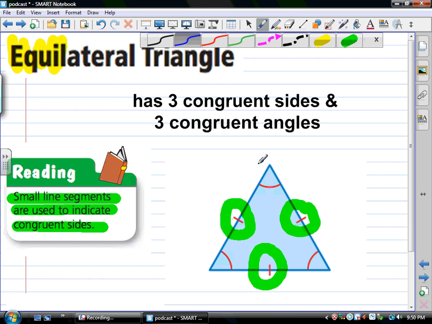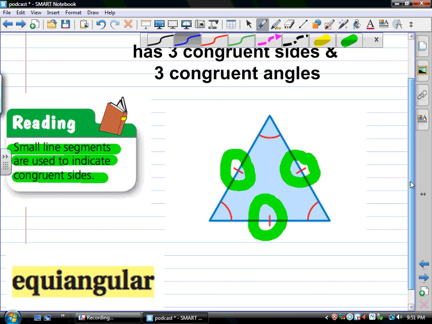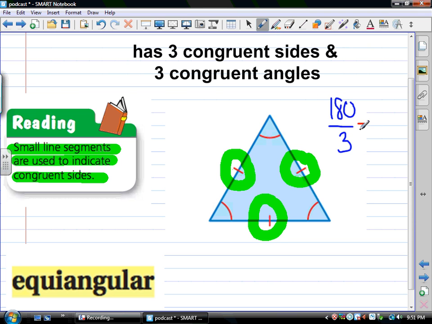If I asked you what the measurement of the angles are in an equilateral triangle, all three angles have to add up to 180. So I'm going to take 180 and divide it by 3. Mental math, 18 divided by 3 is 6. Stick on a 0. Each of these angles would be 60 degrees. Remember, it's an equilateral triangle, so all three angles have to be the same. All three angles have to be congruent.